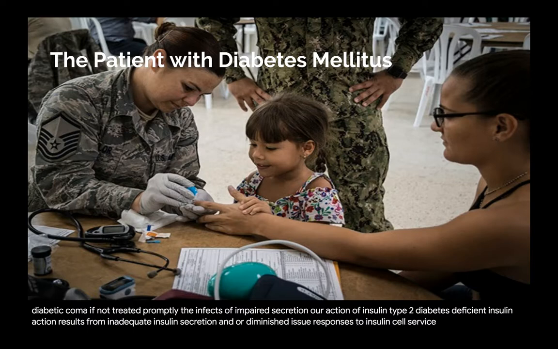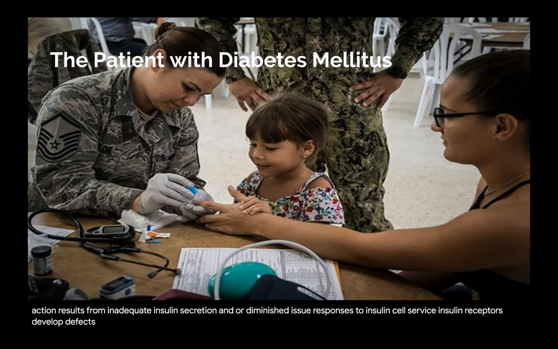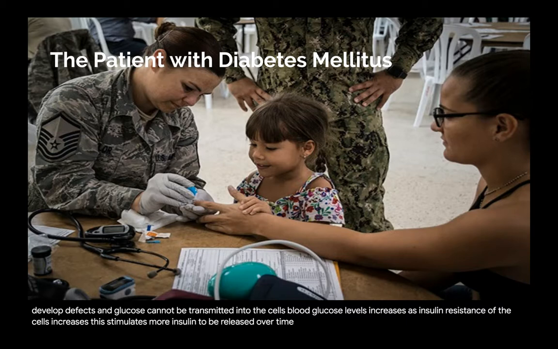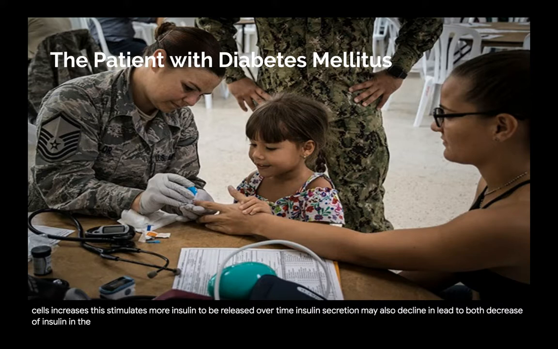Cell surface insulin receptors develop defects and glucose cannot be transmitted into the cells. Blood glucose levels increase as insulin resistance of the cells increases. This stimulates more insulin to be released. Over time, insulin secretion may also decline and lead to both a decrease of insulin in the blood and increased insulin resistance of the cells.